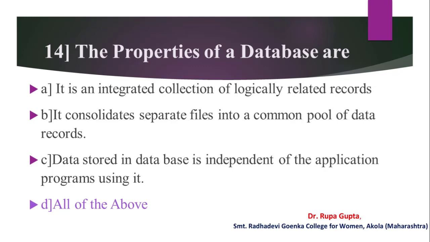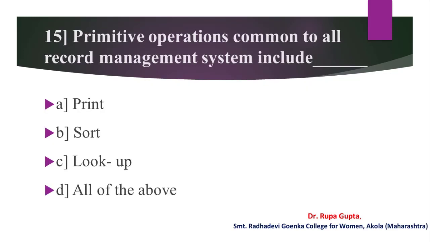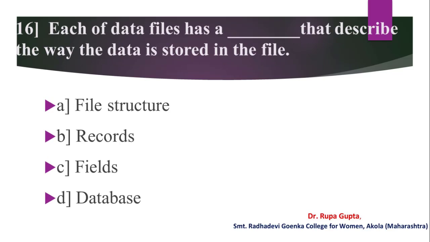All of the above. Question number 15. Primitive operations common to all record management systems include A. Print, B. Sort, C. Lookup, D. All of the above. And the correct answer is C. Lookup. Question number 16. Each of the data files has a dash that describes the way the data is stored in the file. Your options are A. File structure, B. Records, C. Fields, D. Database. And the correct answer is A.